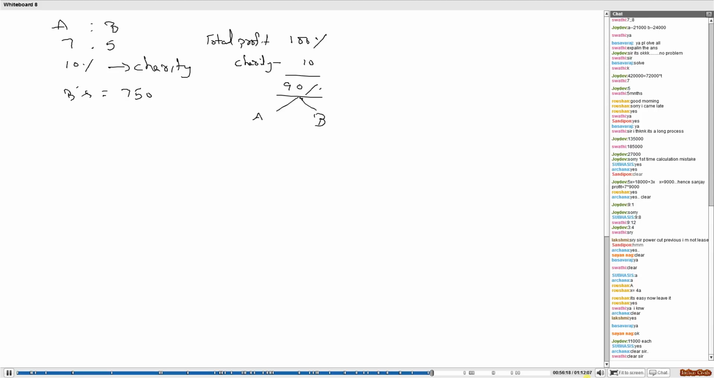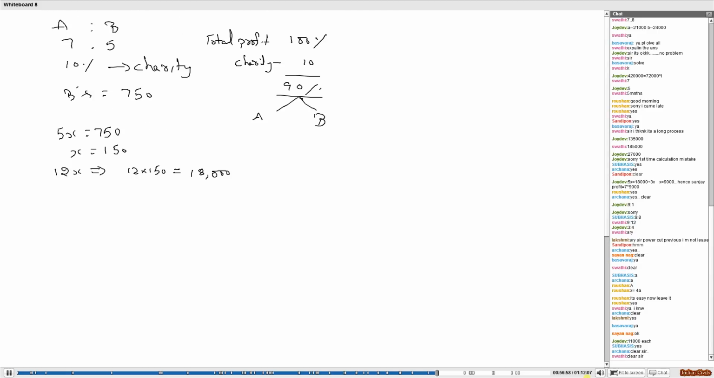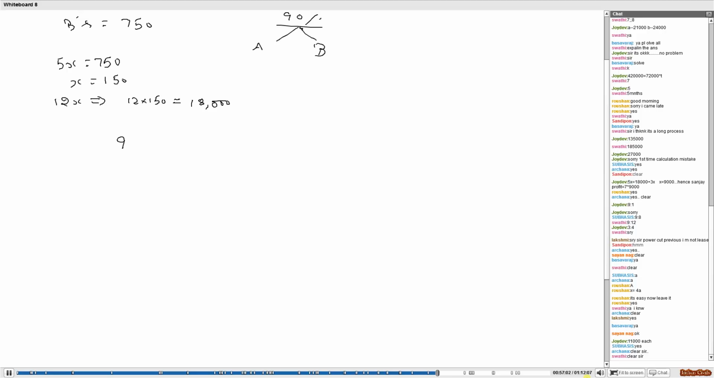So he said that the share of B is 750. Can I say that 5x is equal to 750? 7 is to 5. B's share is 750. 5x is equal to 750. X is equal to, you will get 150. The total is, sorry, that is a profit, I am sorry. Total profit is 12x, that is in between A and B. We get 12 into 150. So the amount distributed in between A and B is 1,800. 1,800 is nothing but 90% of the profit.